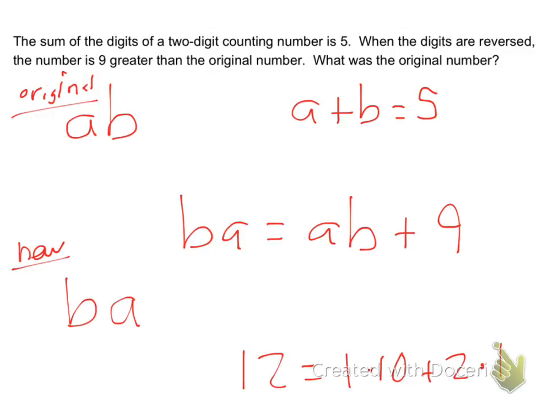So when we say 128, it really means that I have a group of 100, 2 tens, and 8 ones. That gives me 128. That makes sense. Okay.